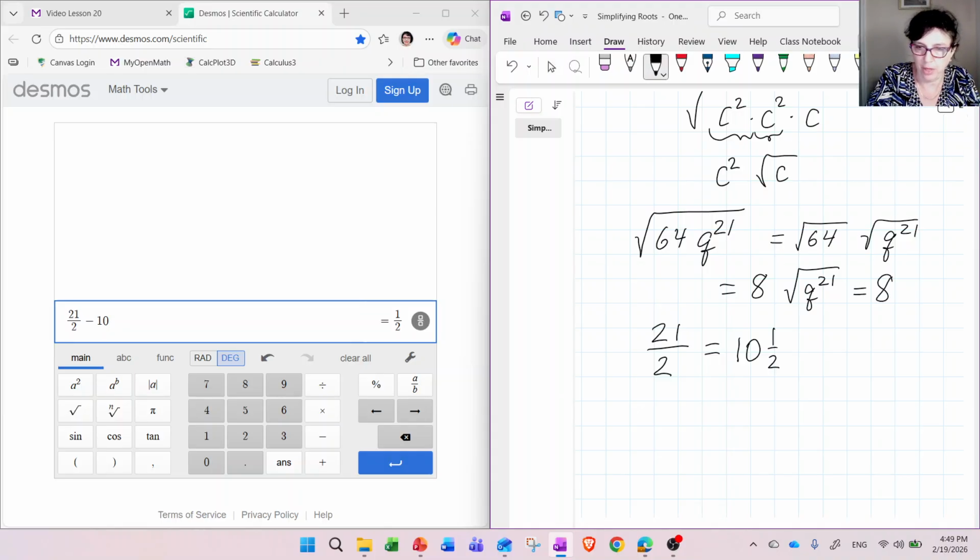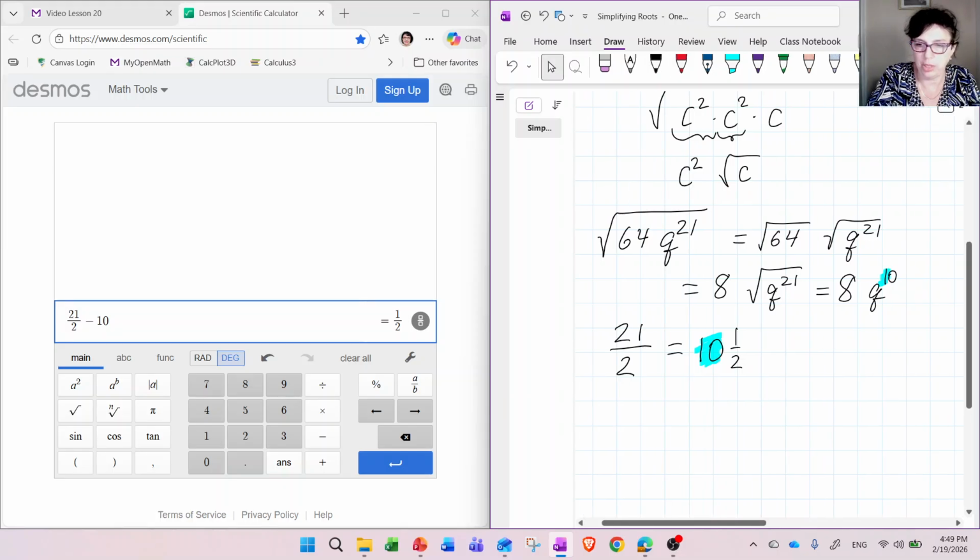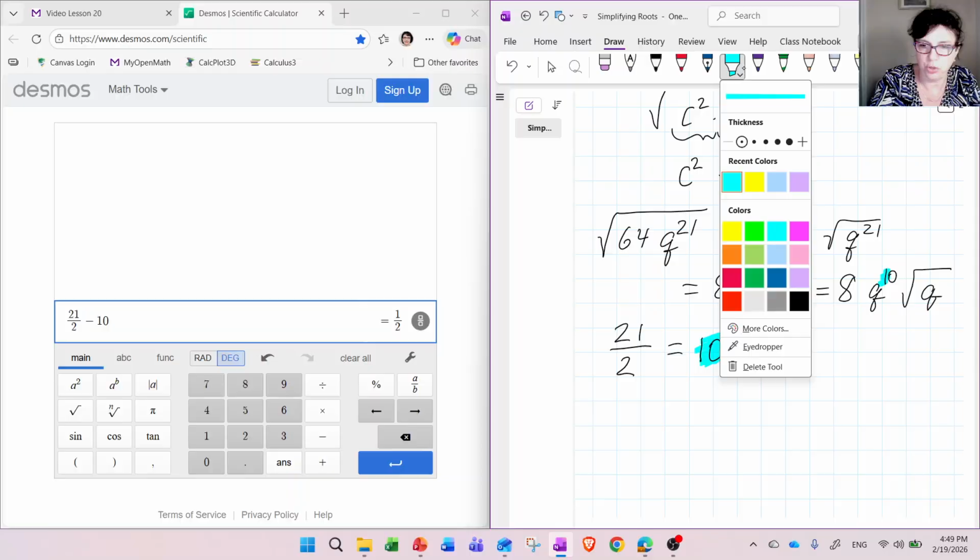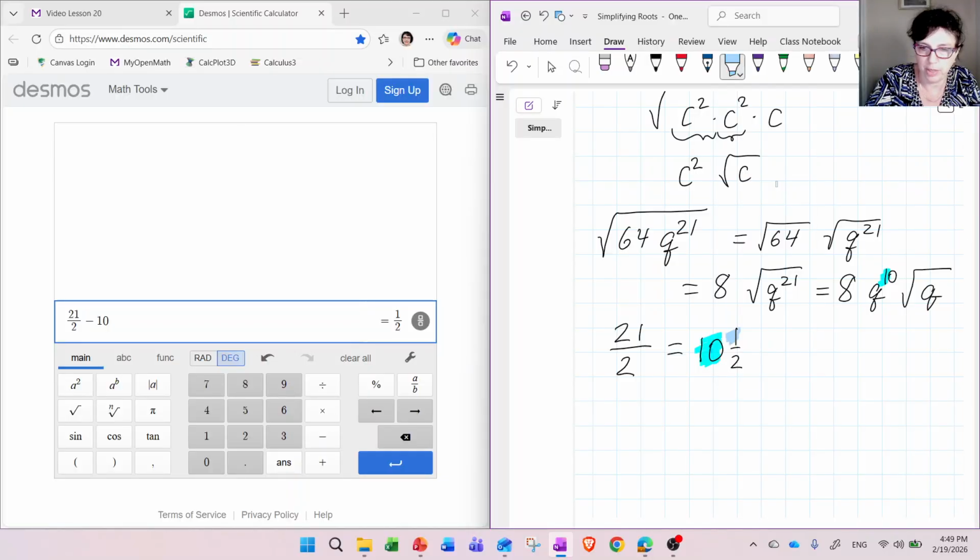Okay, so you're going to have 8, then you're going to have q to what power? Well, whatever this number is, that goes in here. That's what's outside of the root. Then you're going to have the square root, and then what's inside? Q to which power? The power that you see on the top, this 1 right here, that goes in here. In other words, it's just q to the power 1, which is q.